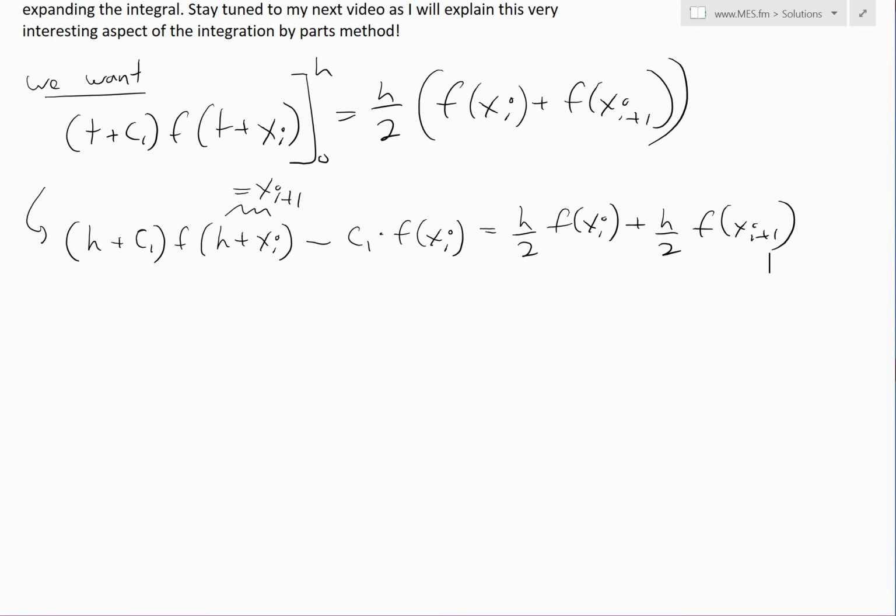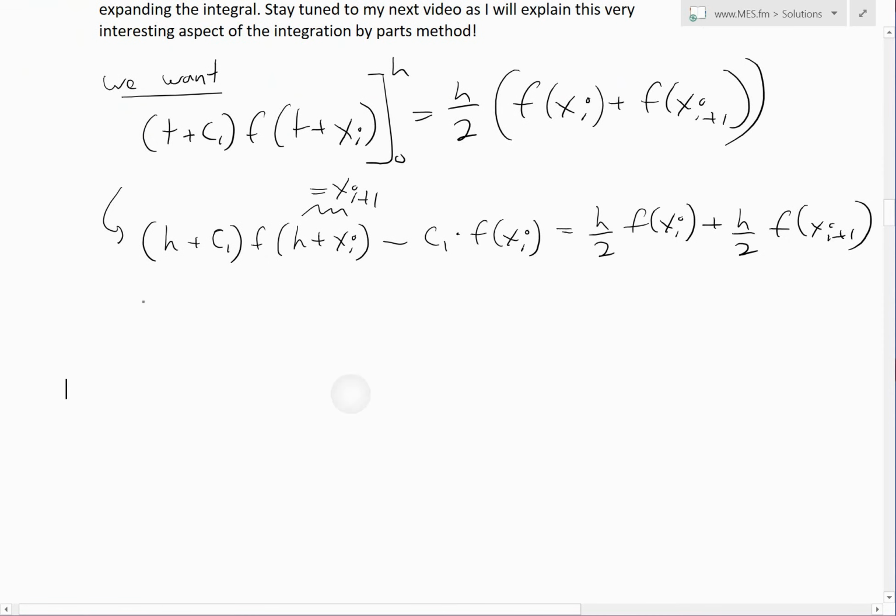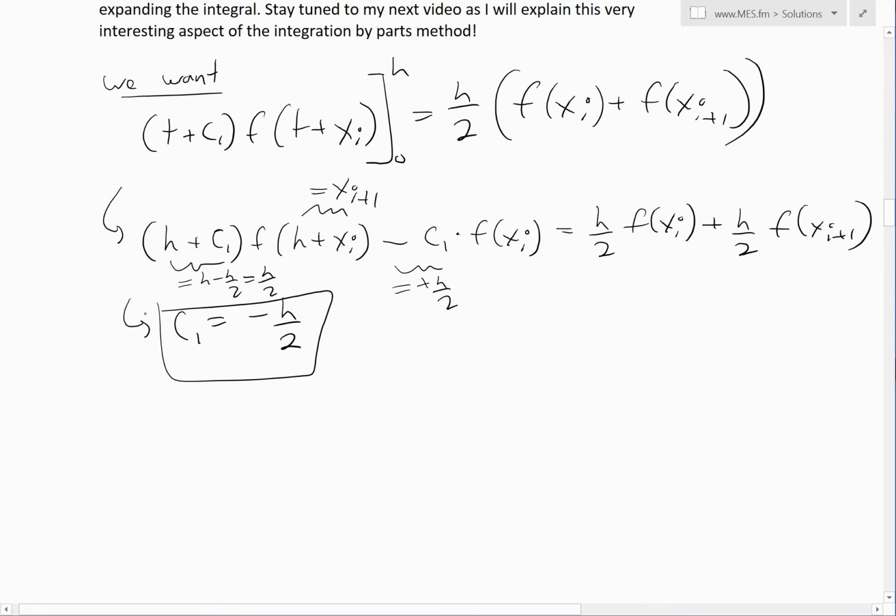So now we have to set this equal to it, and as you can see from here, if we let c1 equal negative h over 2, this part right here remains h over 2, so h minus h over 2 equals h over 2. Now there's an f of xi plus 1. And now here, because we're doing a negative, this becomes plus h over 2, which is exactly this. So there is our value. So c1 is equal to negative h over 2, because that makes the first term the trapezoidal approximation.